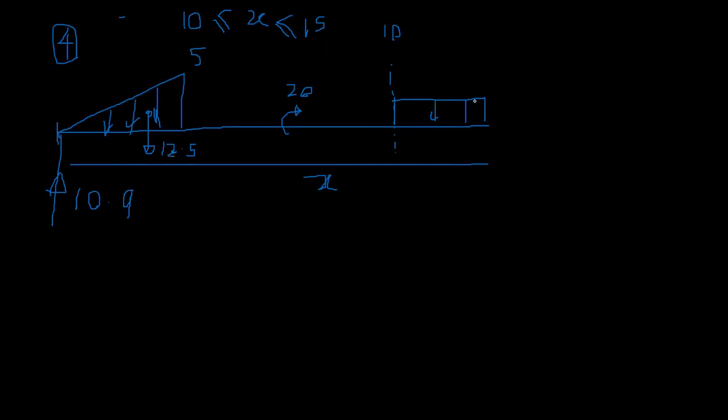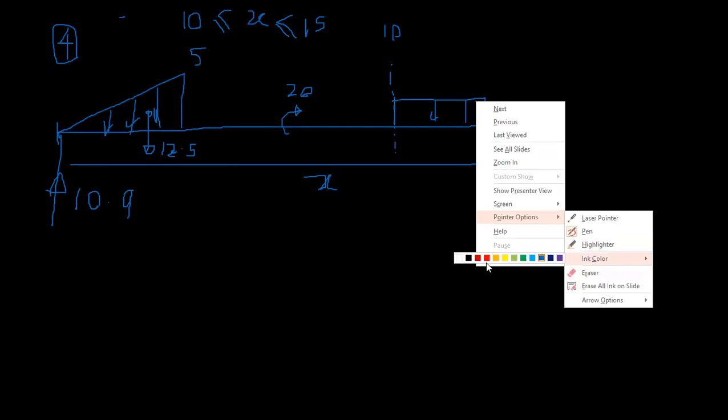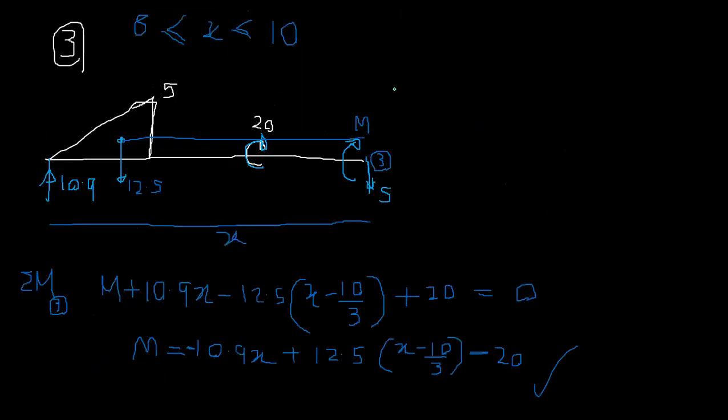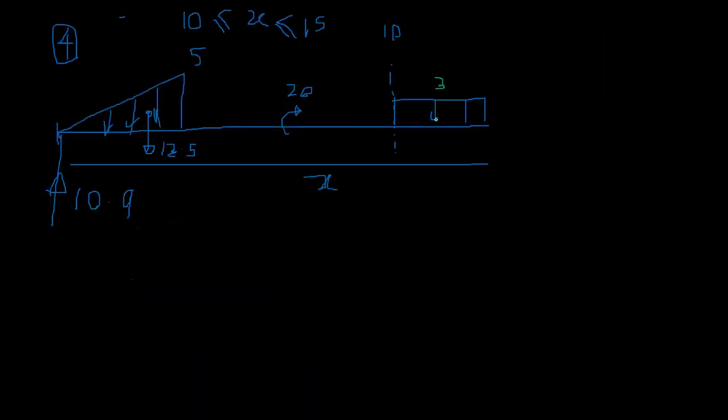So here you have W, how much? You remember? W is 3 kilonewtons. So that means total load is, this is x minus 10, right? So the total load is 3 into x minus 10, right? Don't forget that, right?